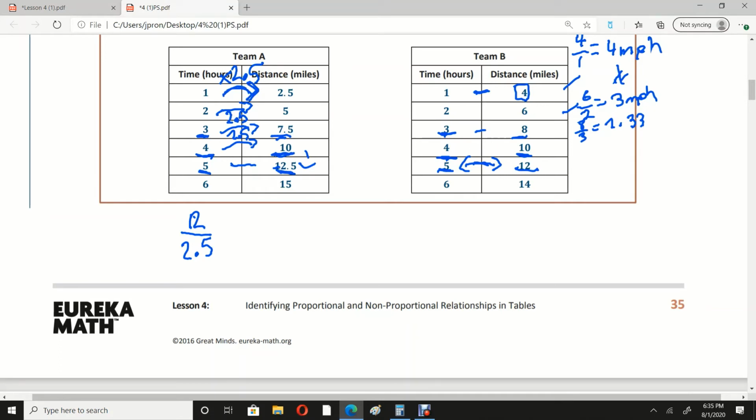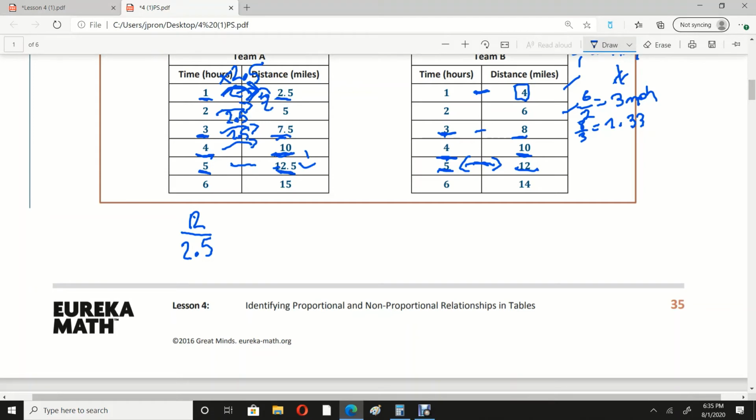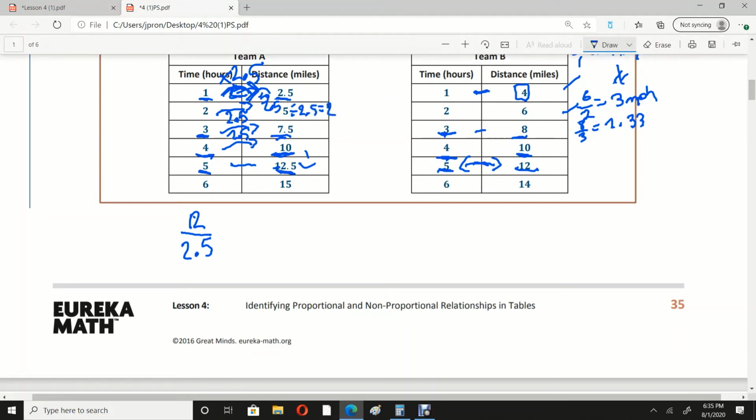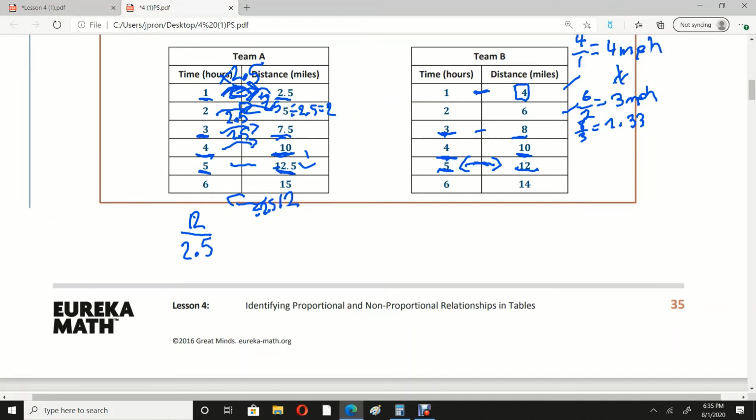We were multiplying the number of hours times 2.5 to get to our miles, right? So that means if we go in reverse, if we go the other way, we can divide by 2.5. 2.5 divided by 2.5 gets us 1. 5 divided by 2.5 equals 2. It goes back, right? So if we have the case where we have traveled 12 miles for Team A, well, all we would have to do is divide by the constant, 2.5. That makes sense the way I did it.